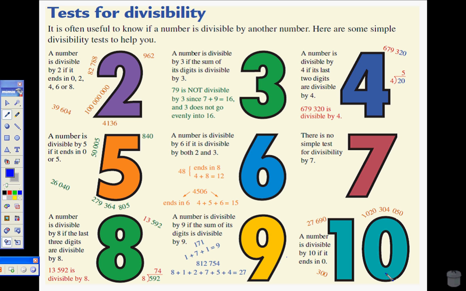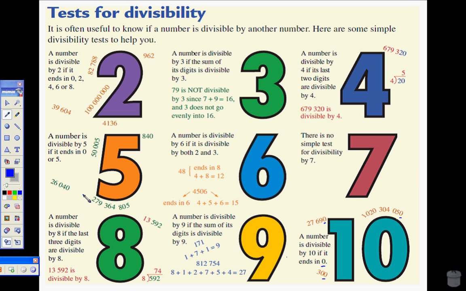The next, probably easiest one is 10. And 10 might be easier than 2, because if any number ends in 0, it's divisible by 10. That's all you've got to look at. Look for those end digits. If the end digit is a 0, it must be divisible by 10. It doesn't matter what the other digits do, these numbers are all divisible by 10.